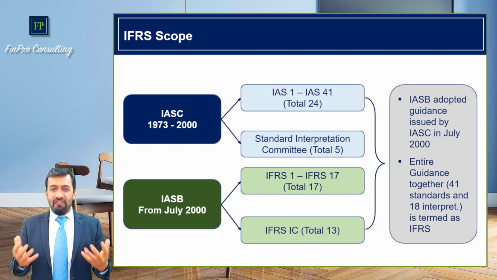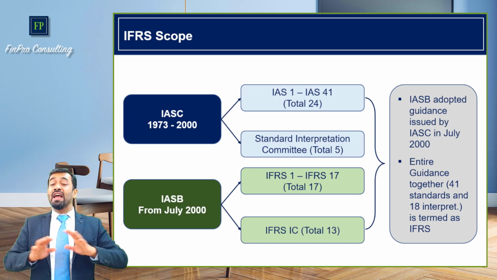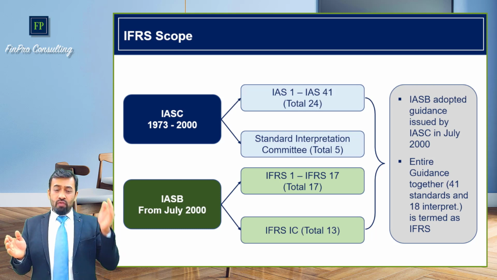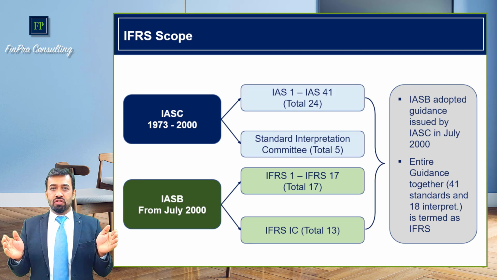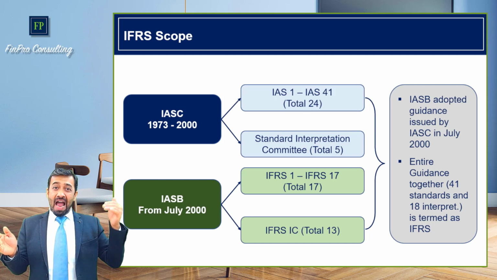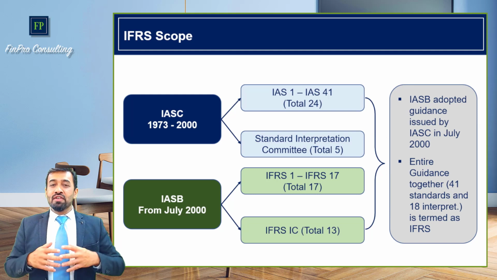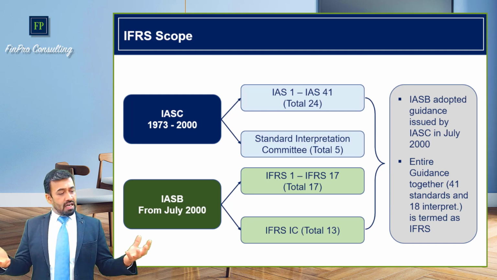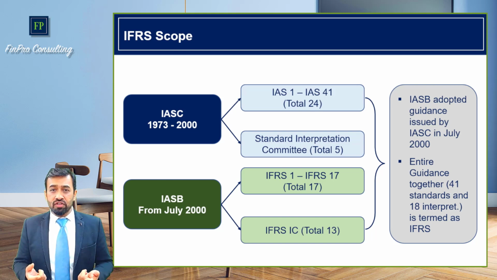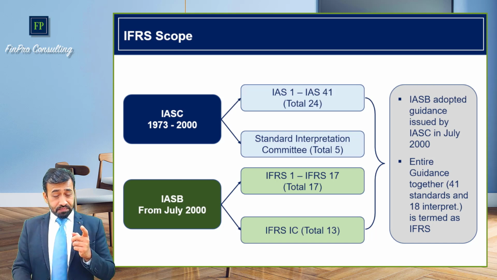So there is no conflict between the standards under IAS and under IFRS. There will not be a common accounting standard between these two. Absolutely not. When we say IAS 1, it's presentation of financial statements. IFRS 1 is on first-time adoption of IFRS. IAS 2 is on inventories, while IFRS 2 is on share-based payments. So these are completely different standards, and together this entire guidance is considered as International Financial Reporting Standards. So I hope your confusion is sorted.